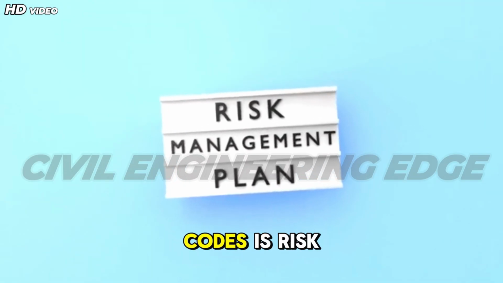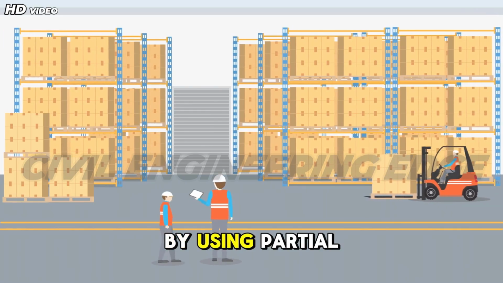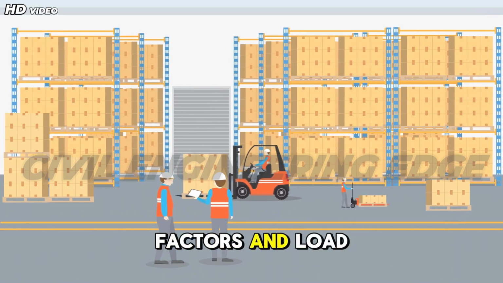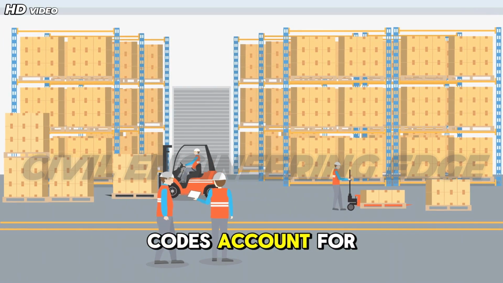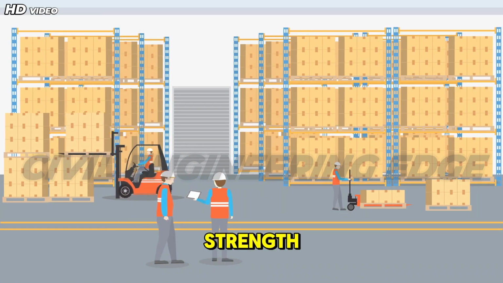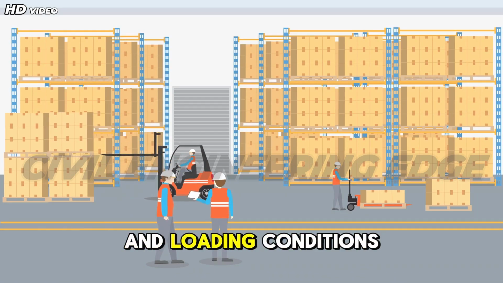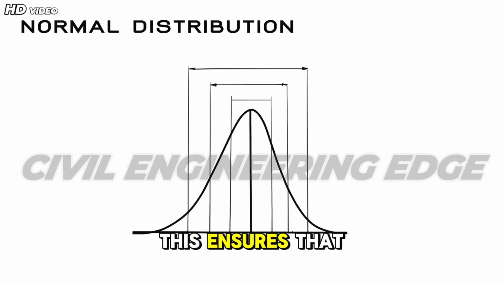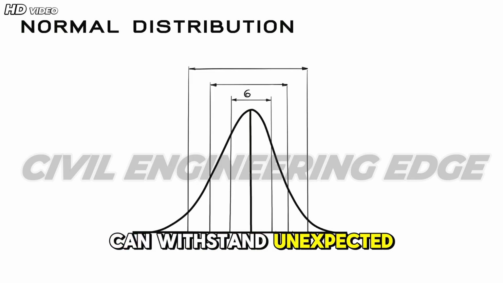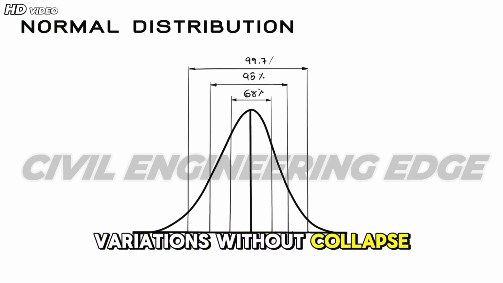Another key role of codes is risk management. By using partial safety factors and load combinations, codes account for uncertainties in material strength, construction quality, and loading conditions. This ensures that structures can withstand unexpected variations without collapse.